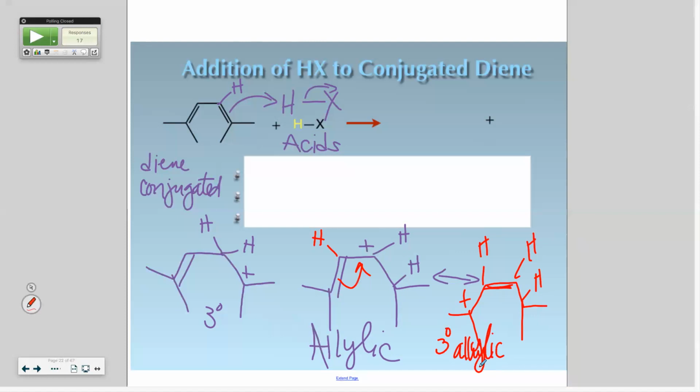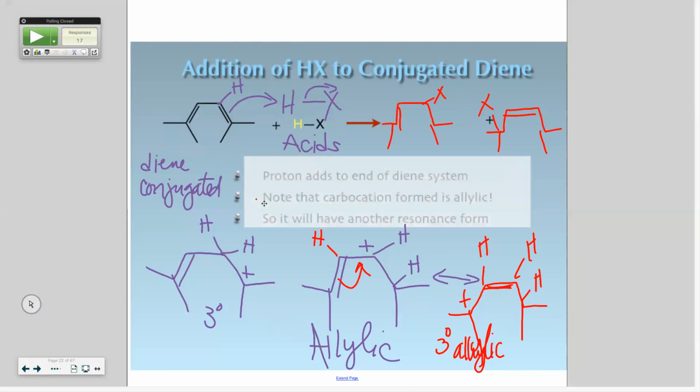Okay, and then what happens? What else did we make when we protonated? We made X minus, and then what is it going to do? It's going to add to the carbocations. Okay, so our possible products are going to look like this and this. My plus is in a bad spot apparently. Okay, because X minus goes to the plus.